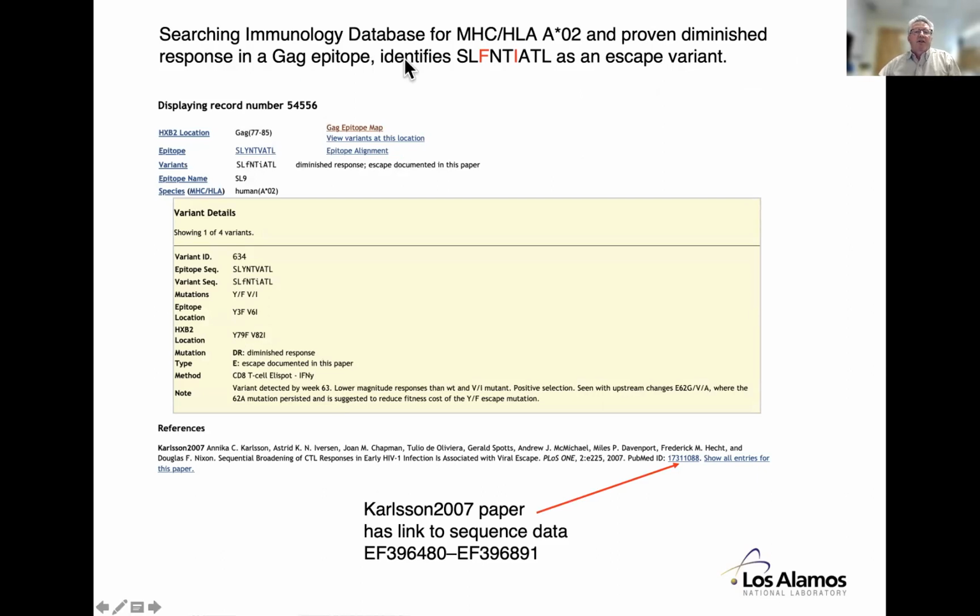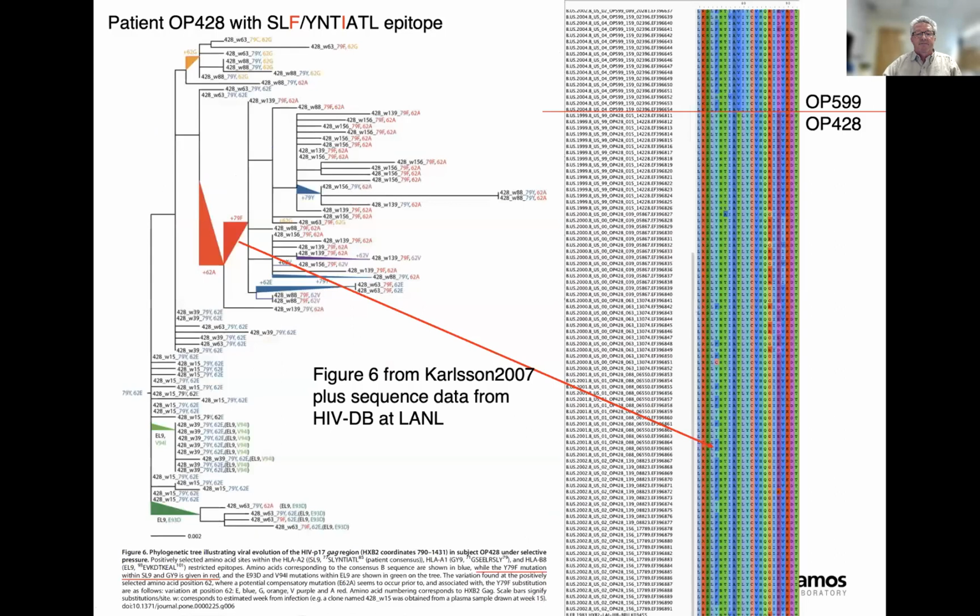So then I went to the immunology database again, and I looked for escape variants to find out maybe if I could pin down some of the patients where this is known to be an escape variant, and have a look at those patients followed over time. So I picked this Carlson 2007 paper, and it has a link to the sequence database entries in there, and I got those out and aligned them and started having a look at that.